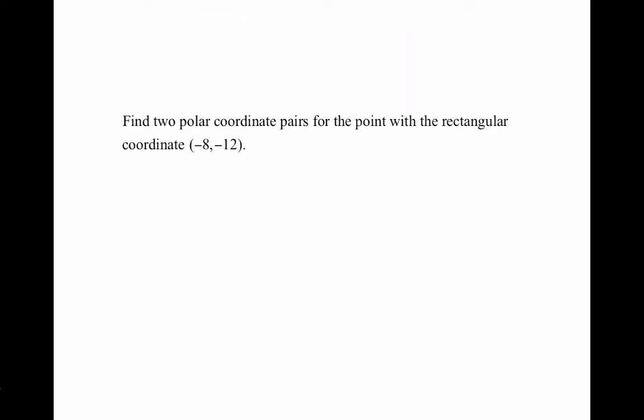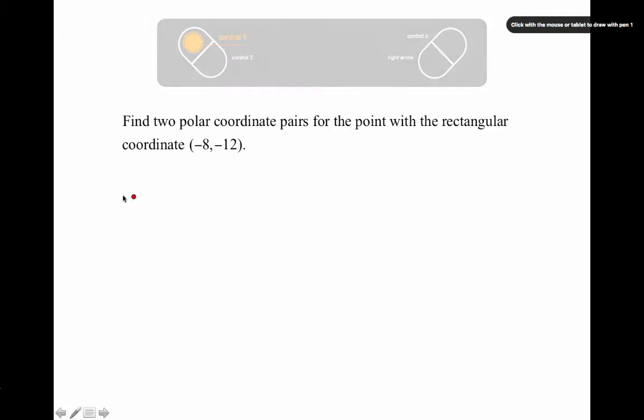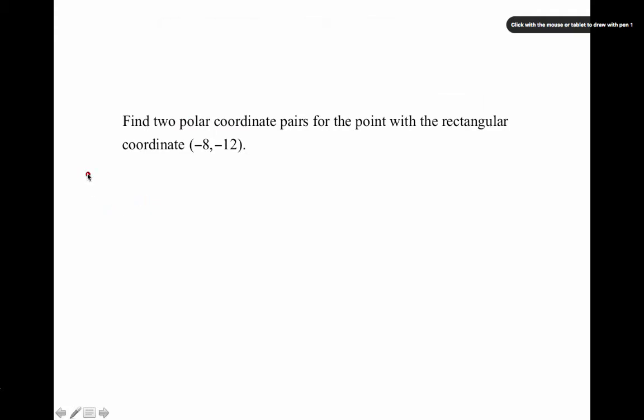Here we did it. Find two polar coordinate pairs for the point with the rectangular coordinate -8, -12. I can't remember if this one's in your notes. If it's not, make sure you add this. There should be some room.